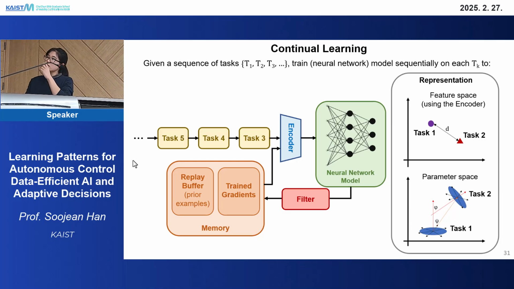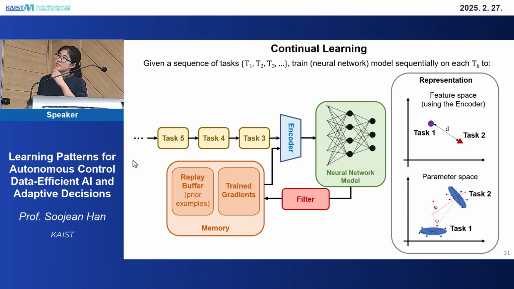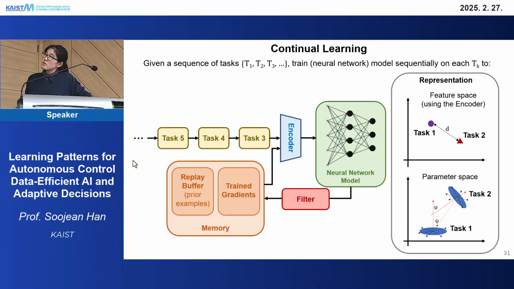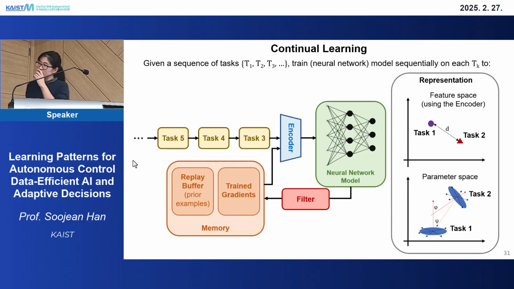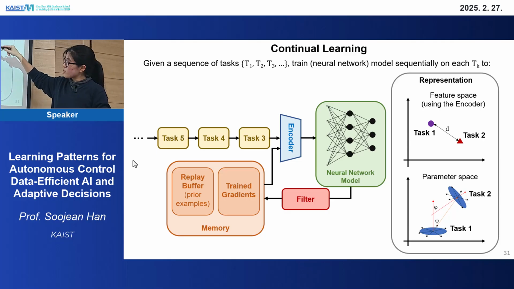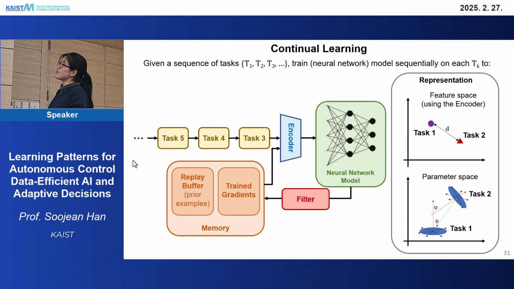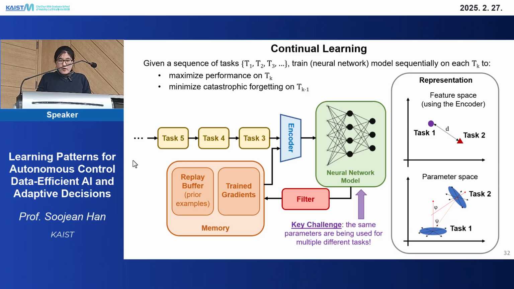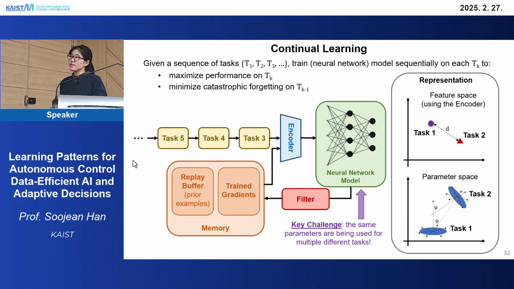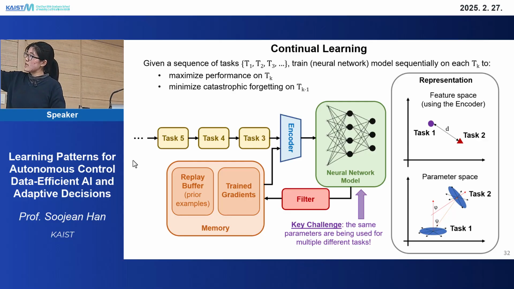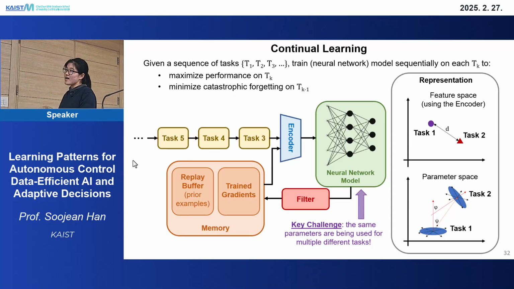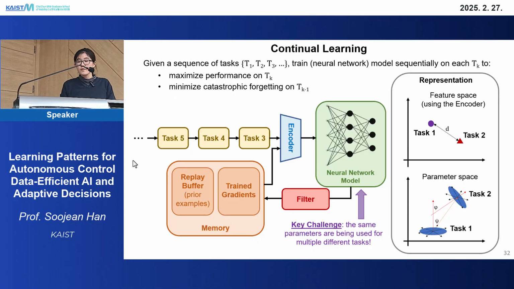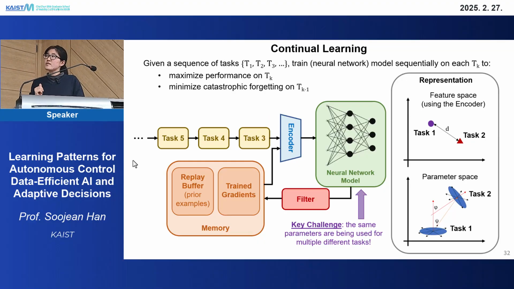Continual learning is a subfield of machine learning which models this. Given a sequence of tasks, T1, T2, T3, and so on, we want to train a single neural network model sequentially on each task TK. So you can see that these tasks are coming in and we have this single neural network model, and we're trying to map it on these parameter spaces and see where they lie relative to each other. Now, as I mentioned before, catastrophic forgetting is a big issue in continual learning settings. The reason that happens is because the same parameters of the neural network are being used for multiple different tasks. So we want to simultaneously achieve these two goals mentioned at the top of the slide: maximize the performance on the current task while minimizing catastrophic forgetting on all previous tasks.